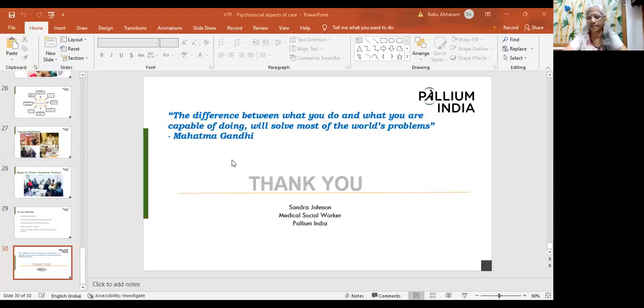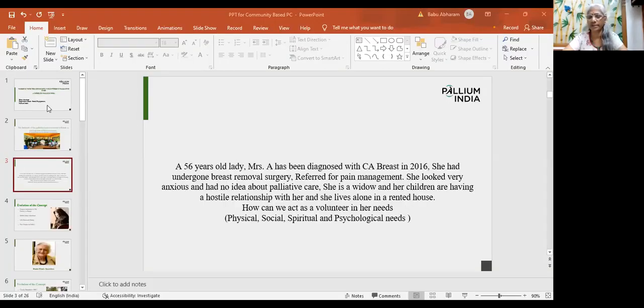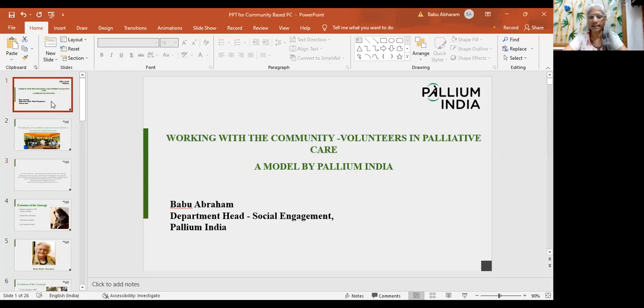These would be enlightened to us by Mr. Babu Abraham. Mr. Babu Abraham, who is associated with Pallium India from 2012, presently heading the Social Engagement Department, also actively involved in many NGOs and presently bearing offices of President Kerala Association of Professional Social Workers, Trivandrum Chapter, and Joint Secretary Kerala Association of Social Workers. He has presented various papers related to palliative care and social work across many organizations. He has coordinated a multitude of activities, including CSR projects. Hearty welcome, dear Babu, and over to you now.